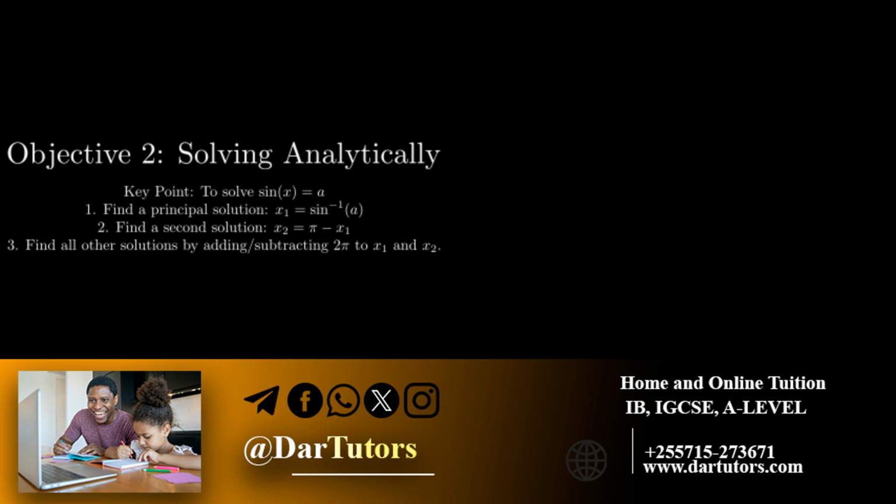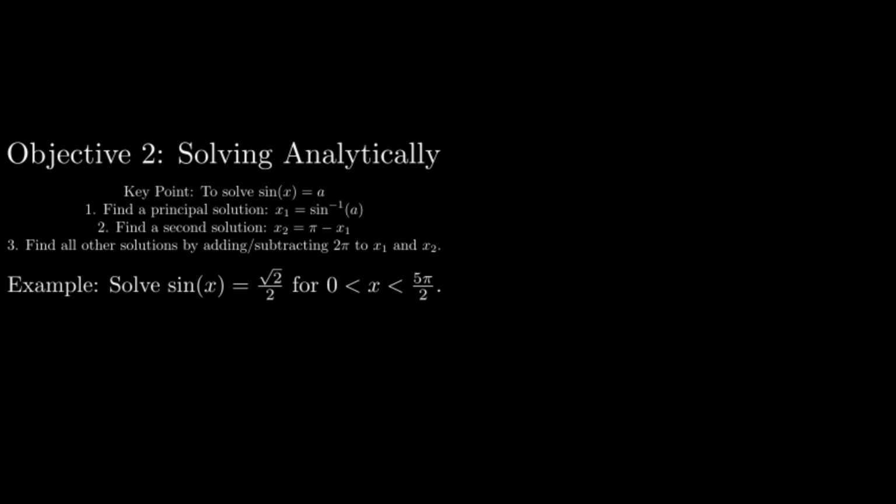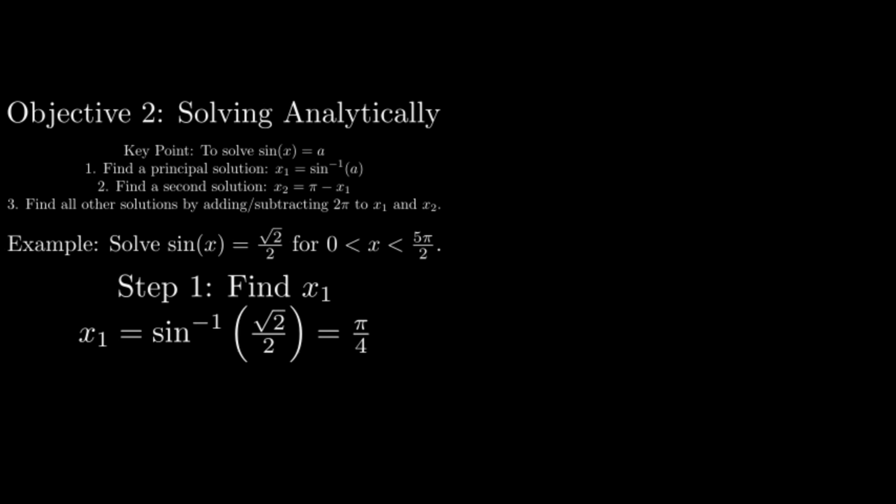Let's apply this to an example. We need to solve sine of x equals the square root of 2 over 2 in the interval from 0 to 5 pi over 2. First, we find the principal solution. We should recognize root 2 over 2 as a standard value from our unit circle. The principal value, x1, is the inverse sine of root 2 over 2, which is pi over 4. This is our first solution.